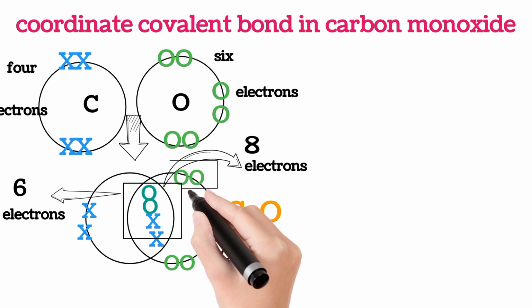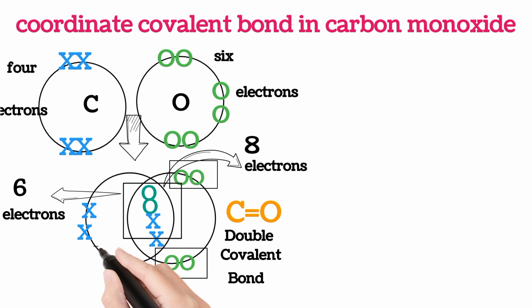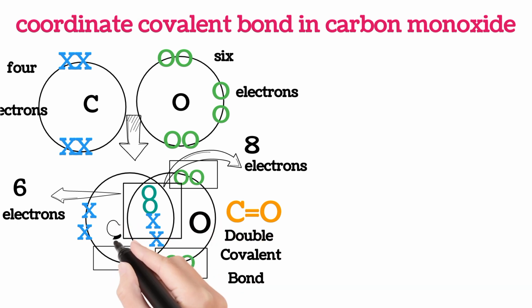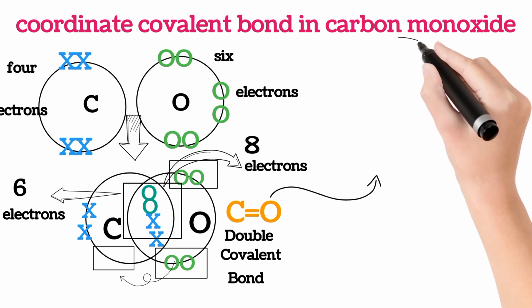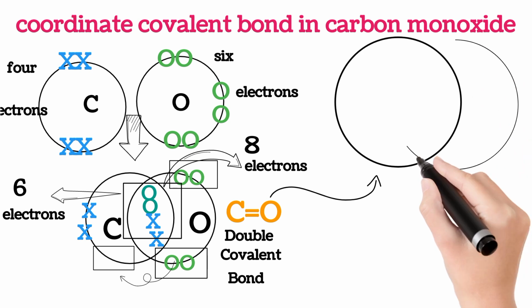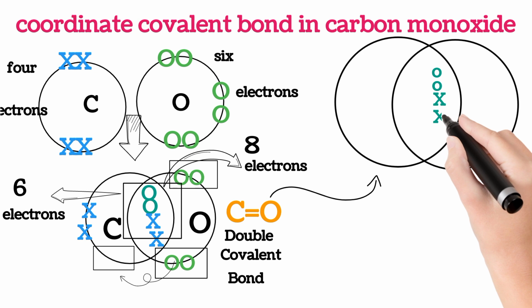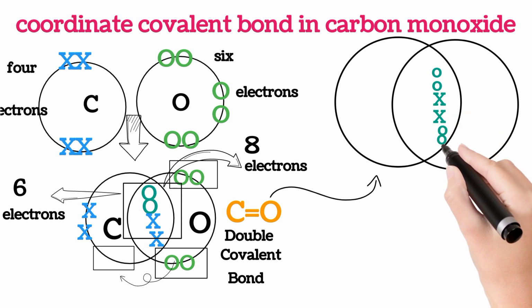And since oxygen has this lone pair and this lone pair, and carbon has this empty space, oxygen will transfer 1 lone pair of electrons, and it will be shared between carbon and oxygen. So they will do the sharing. If oxygen transfers its lone pair to the shared pair, now we're going to have, instead of 2 shared pairs, 3 shared pairs, out of which 1 is a lone pair.